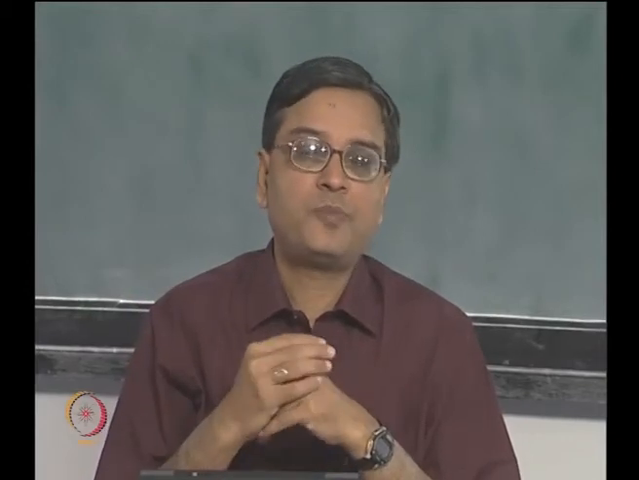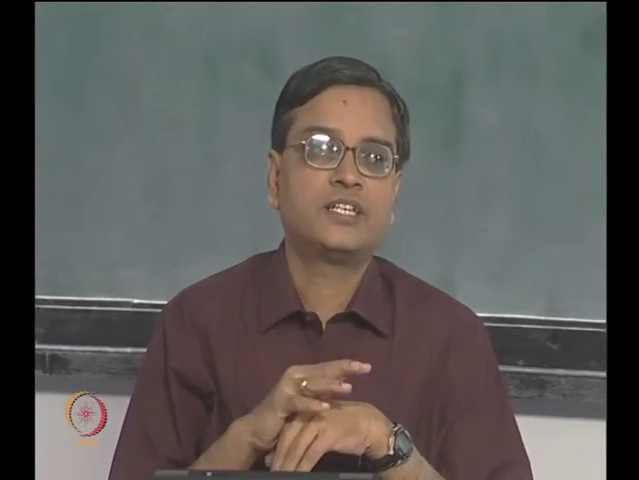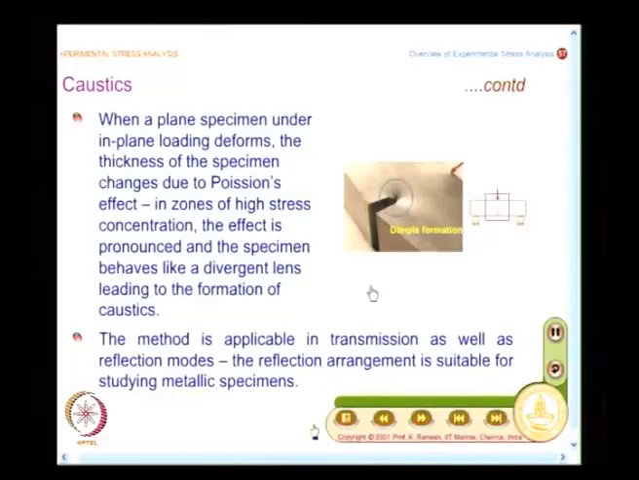opaque metallic specimens, and particularly in fracture mechanics, when people wanted to understand the plastic deformation at the crack tip, caustic really helped. And it really helped, for people who know a little bit of fracture mechanics, establishing the concept of HRR field, Hutchinson, Rice and Rosengren field, near the crack tip, which was very well established with the method of caustics. And what I will do is I will elaborate this aspect of the specimen becoming a divergent lens.